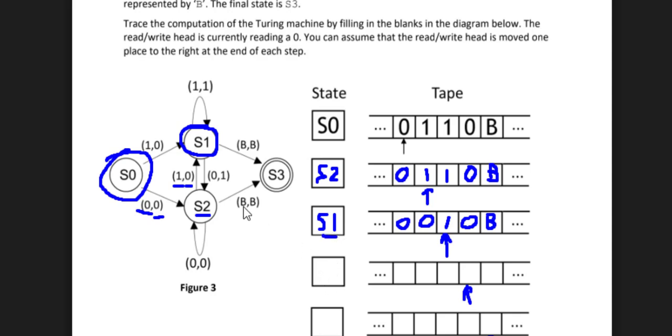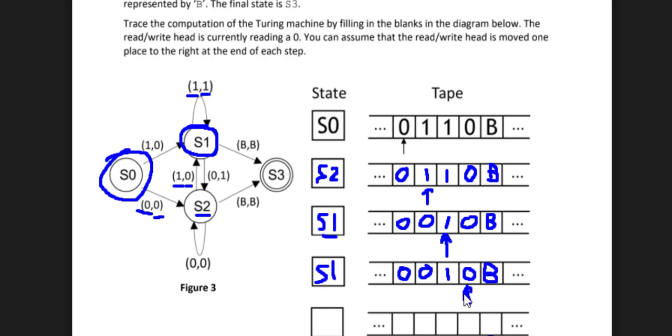I'm in S1, and what are my options? Well, I'm looking at a 1 currently in S1. So it says, if you see a 1, write a 1, and then go back to S1. Nothing has changed there. I'm still at S1. I saw a 1 and just rewrite a 1 again. The only thing changing is that the read-write head has moved to the right, so it won't be stuck in a loop for that reason.